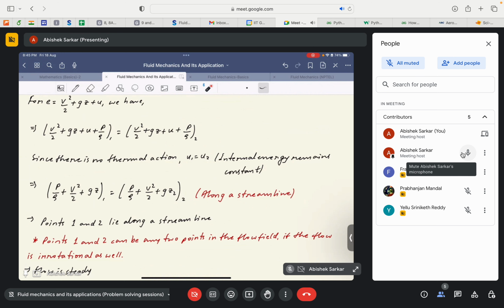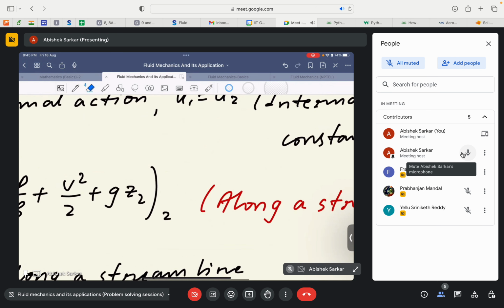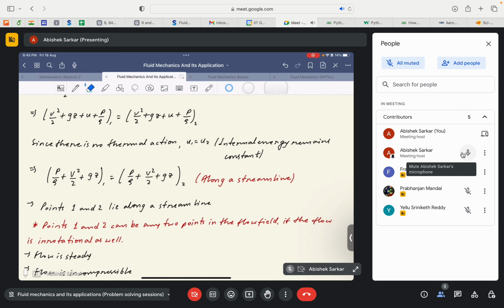you can disregard this term, so we would finally have p by rho plus v square by 2 plus gz at point 1 equal to p by rho plus v square by 2 plus gz at point 2. Again, I have made a mistake here. This is along a streamline, right? This is the first assumption that we took. Points 1 and 2 must be along a streamline.